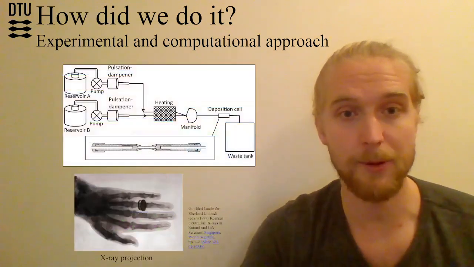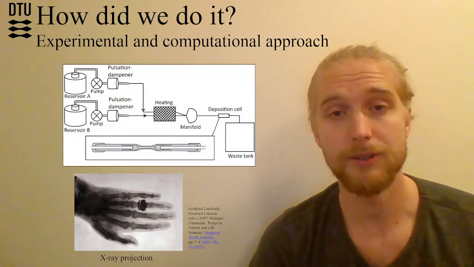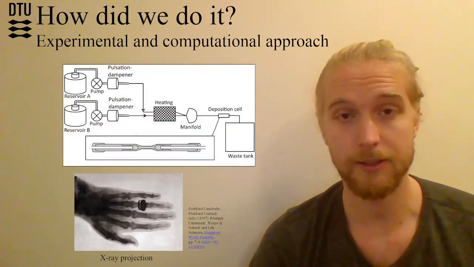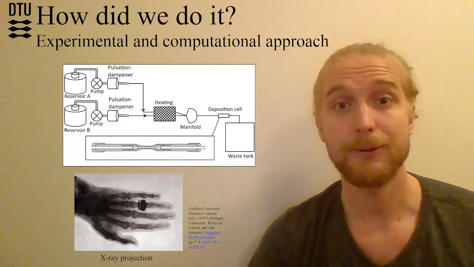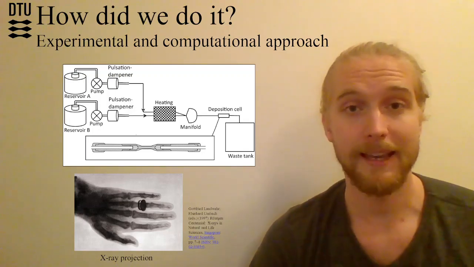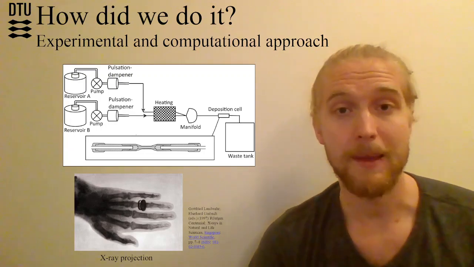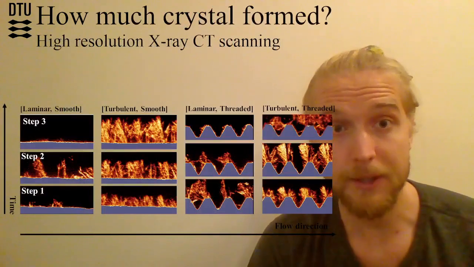So the experimental campaign was performed by injecting two scale-forming solutions into a pipe, taking this pipe to the three-dimensional image center at DTU, and then using high-resolution X-ray CT scanning to obtain a 3D volume of what was going on inside. And by getting this 3D volume, we could better understand the mechanisms at play when scale is forming. So what did we see?